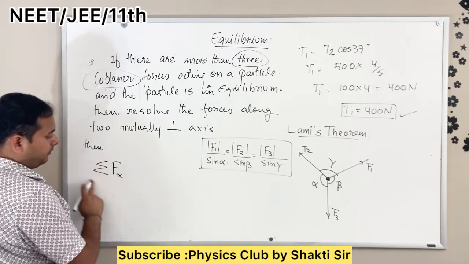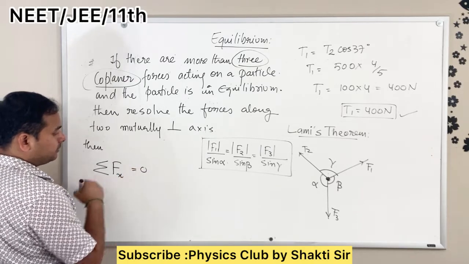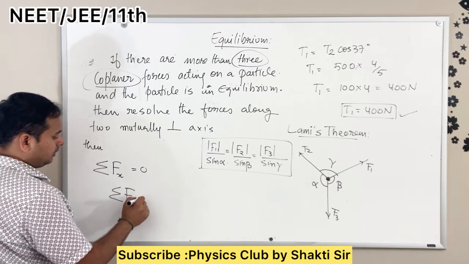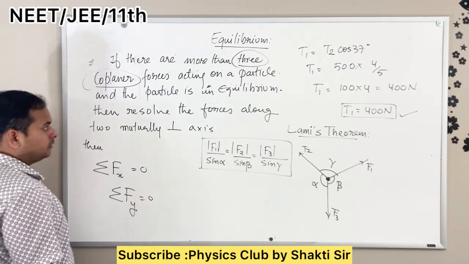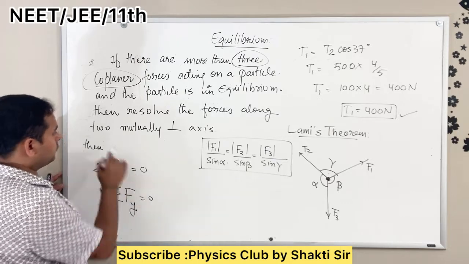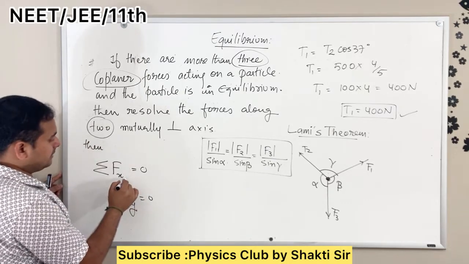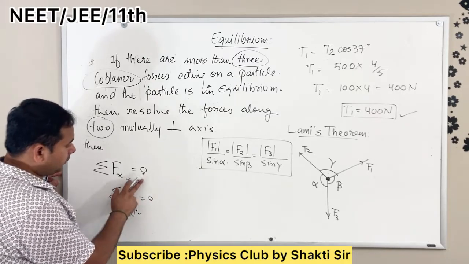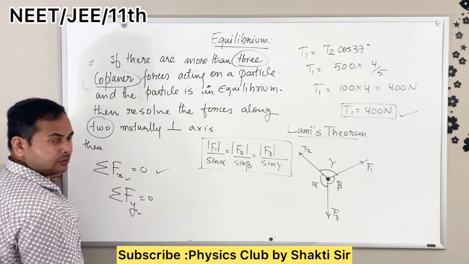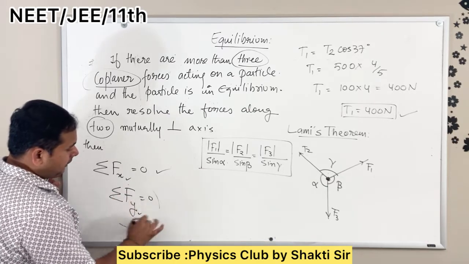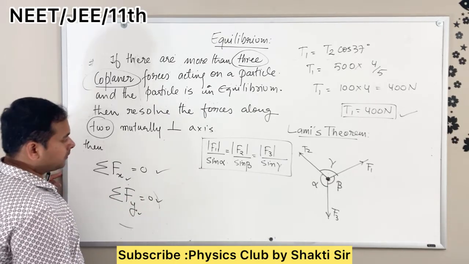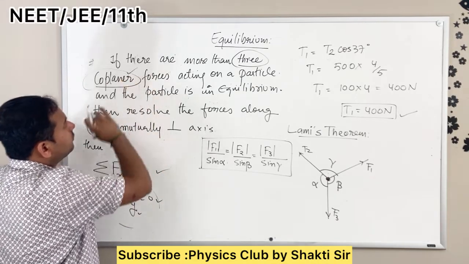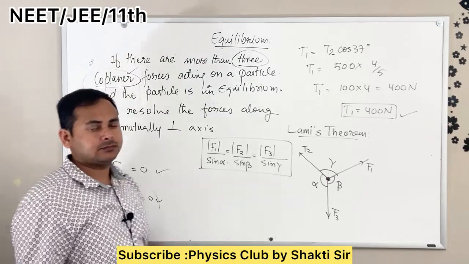The sum of the net force along the x-axis is put equal to 0, and the sum of all the forces along the other perpendicular axis too. One is the x-axis, the other one is the y-axis. The sum of all the forces along the x-axis is 0, and the sum of all the forces along the y-axis is 0. Due to this concept, we can handle coplanar forces, even more than three, in the numerical.